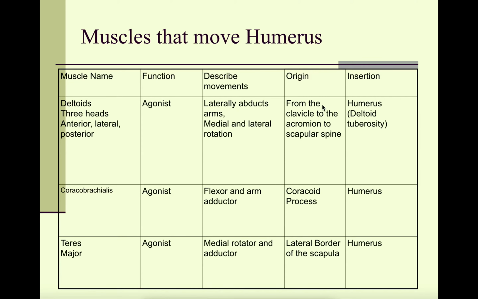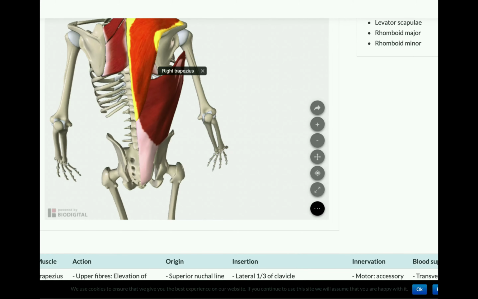Let's now look at the origin and insertion of the deltoid. We can see here that the origin of the deltoid is from the clavicle to the acromion to the scapular spine. However, normally we'll just simplify it by saying that the origin is the clavicle and the scapula. And when we looked at this, let's go back here.